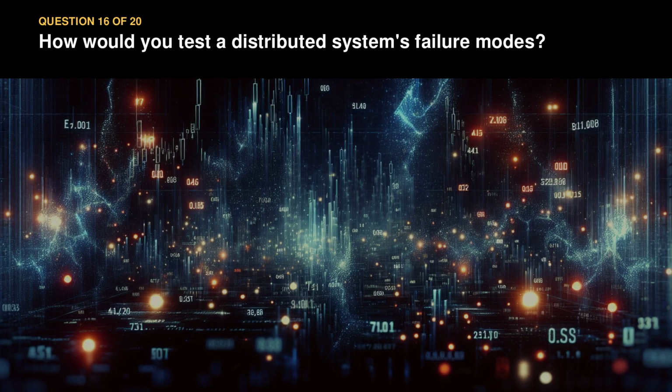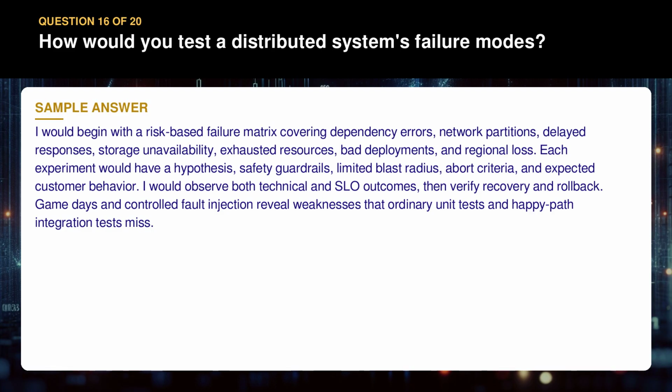How would you test a distributed system's failure modes? I would begin with a risk-based failure matrix covering dependency errors, network partitions, delayed responses, storage unavailability, exhausted resources, bad deployments, and regional loss. Each experiment would have a hypothesis, safety guardrails, limited blast radius, abort criteria, and expected customer behavior. I would observe both technical and slow outcomes, then verify recovery and rollback.